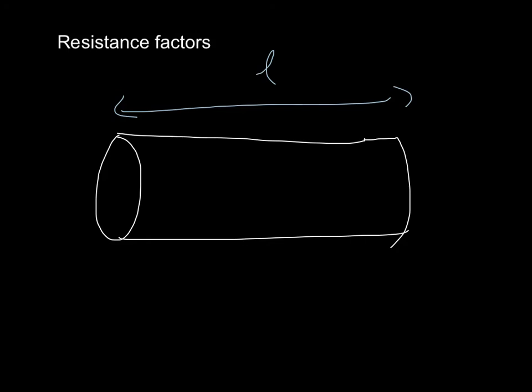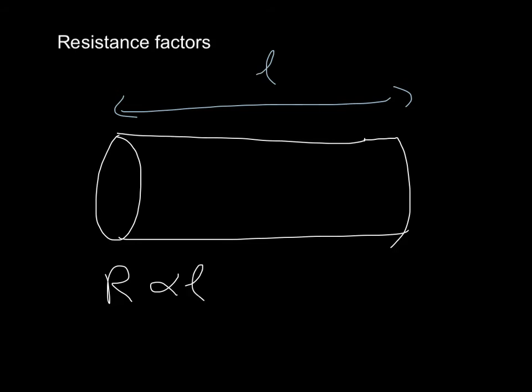So in the same way, the longer the cable, the more resistance you have. If I have two cables made of the same material with the same width, and one is longer than the other, then the longer cable will have more resistance. In fact, we can say that the resistance is proportional, and this symbol here means proportional, to the length.